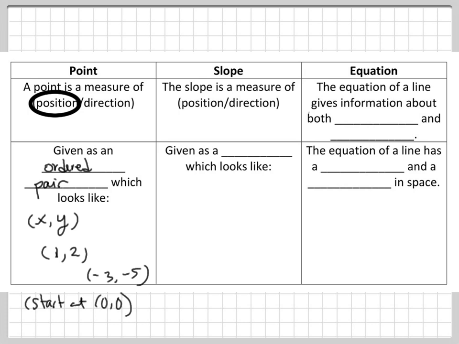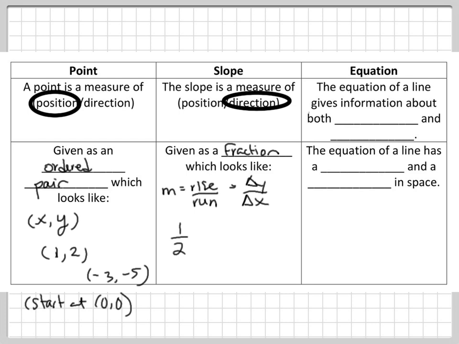Unlike a point, the slope is a measure of direction, and we write it as a fraction. Remember, we can say that it is the rise over the run, or the change in y over the change in x. So it's just one number over another number. We could have a slope of -3/5, or a slope of 7/8. But when you write the slope, you must write it as a fraction.